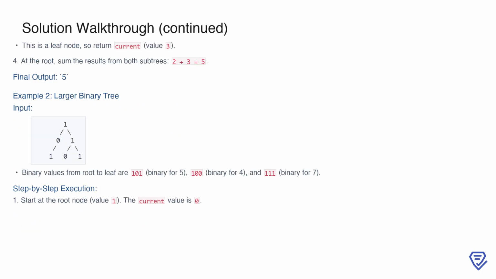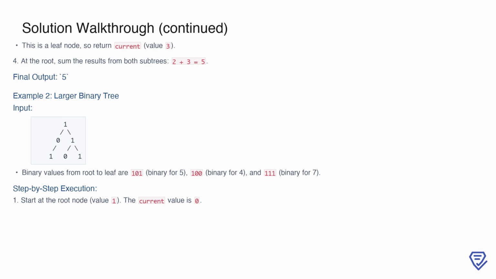At this point, we've calculated the binary sums for both paths in the tree. The left path contributes 2, and the right path contributes 3. To determine the total sum, we add these values together, which gives us 2 plus 3 equals 5. For this example, the final output is 5.